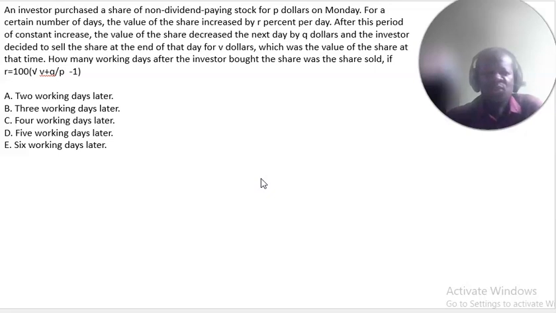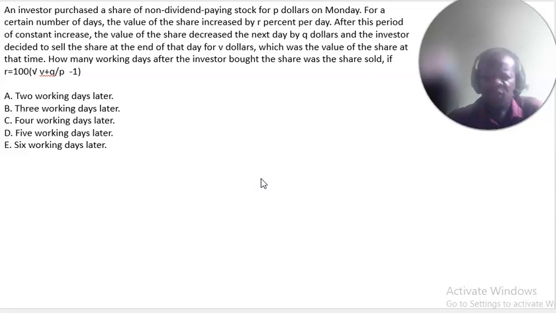Let's look at the question we have for today. It's from the topic percent and interest. An investor purchased a share of non-dividend paying stock for P dollars on Monday. So this particular share was purchased for P dollars on Monday.